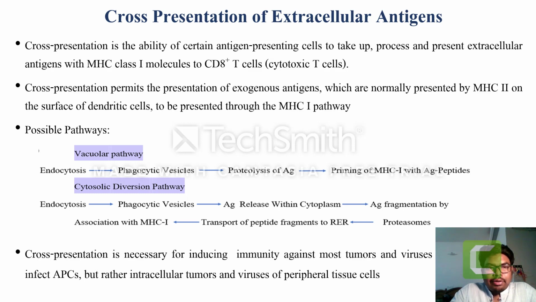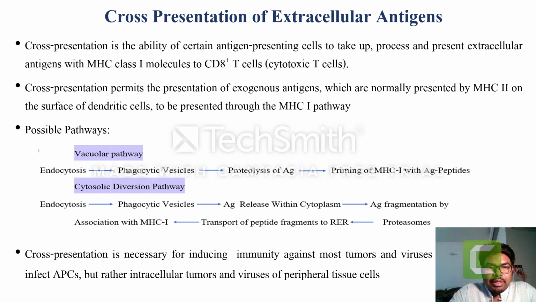There are two possible pathways for cross presentation. The vacuolar pathway, in which the antigens are internalized within the endocytic vesicles. They are fragmented within the endocytic vesicles and they fuse with the vesicles containing empty class 1 MHC molecules derived from rough endoplasmic reticulum. Thus, fusion of the vesicles containing the fragments of exogenous antigen and the vesicles coming from the rough endoplasmic reticulum carrying the empty MHC1 molecules leads to the formation of MHC1 antigen complex, which are finally displayed onto the surface of the presenting cell.